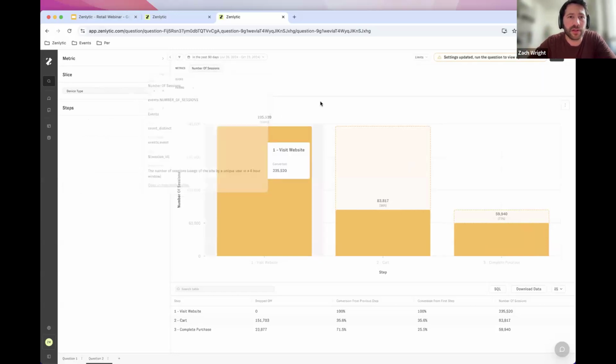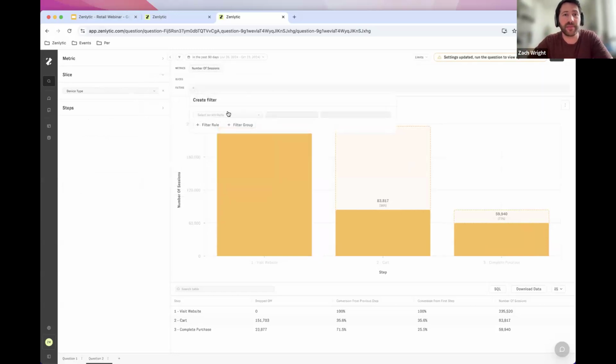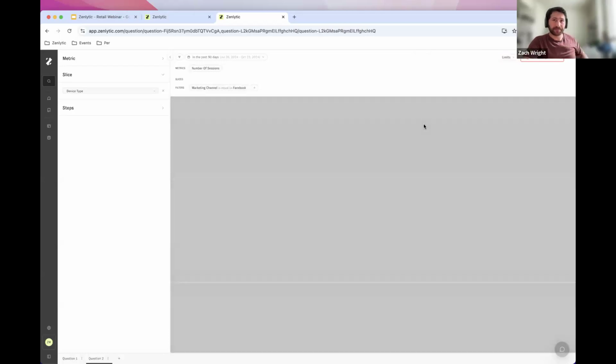And instead of just the number of sessions across the whole website, I care about this specifically for every Facebook channel. So I'm going to choose the marketing channel only for Facebook because this is where I'm going to be advertising. So after this filter, I'm going to save it and run it as is.